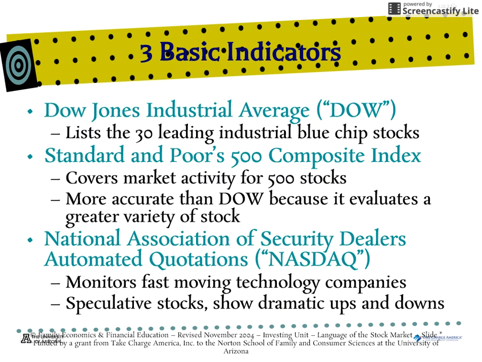There are three basic indicators. The first one is the Dow Jones Industrial Average. And so you hear Dow. This lists the 30 leading industrial blue chip stocks. The Standard & Poor 500 Composite Index covers market activity for 500 stocks. It's more accurate than the Dow because it evaluates a greater variety of stock. And then lastly, we have the National Association of Securities Dealers Automated Quotations. This would be the NASDAQ. It monitors fast-moving technology companies. Speculative stocks showed dramatic ups and downs.